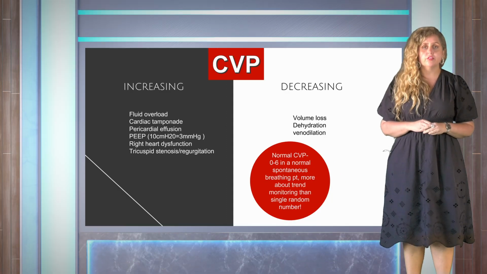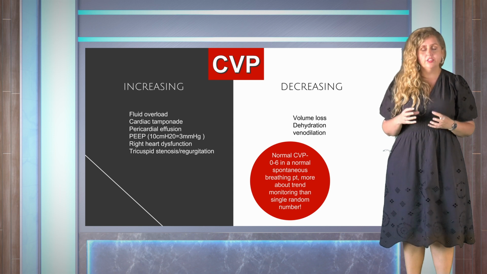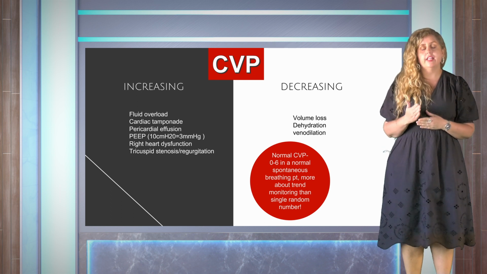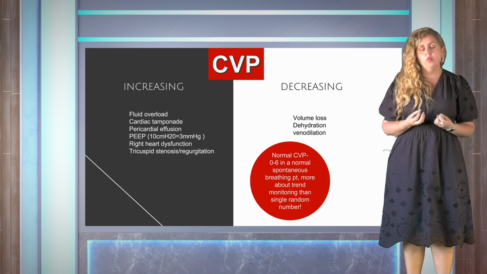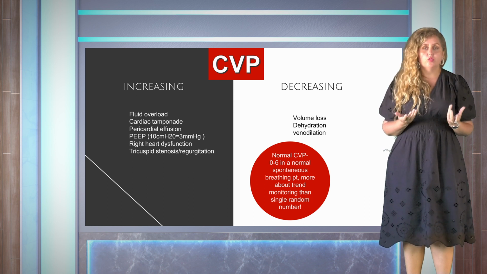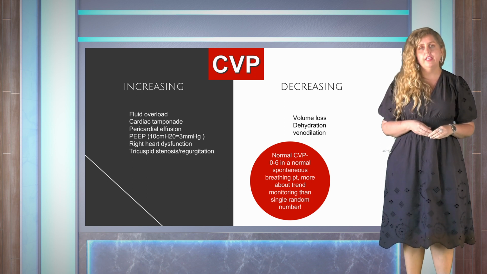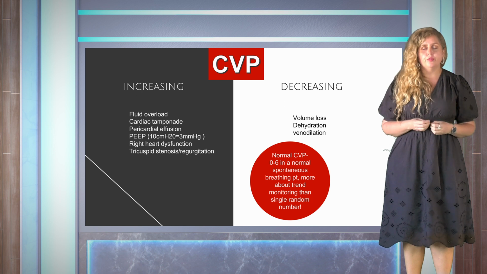Very important to note though, is that as a clinician making decisions, we wouldn't make a decision on fluid based only on this single random value on its own. Way more important is the trend. So say in a normal person, a CVP should be around 0 to 6 millimeters of mercury. It's not an absolute. The trend monitoring will be more valuable.